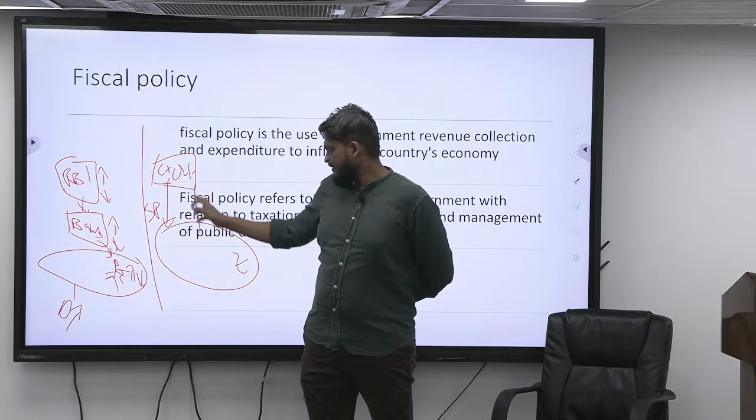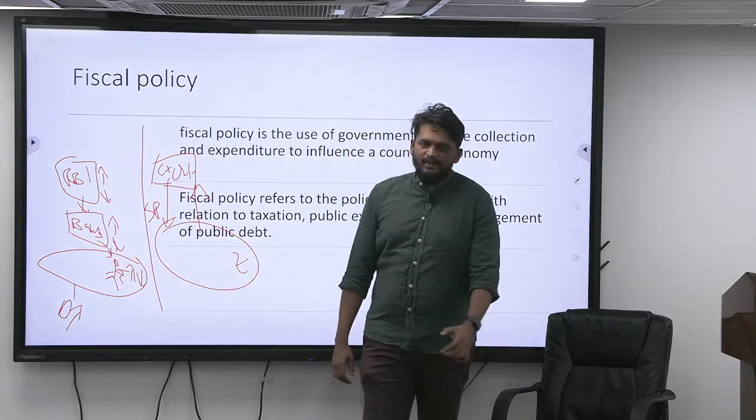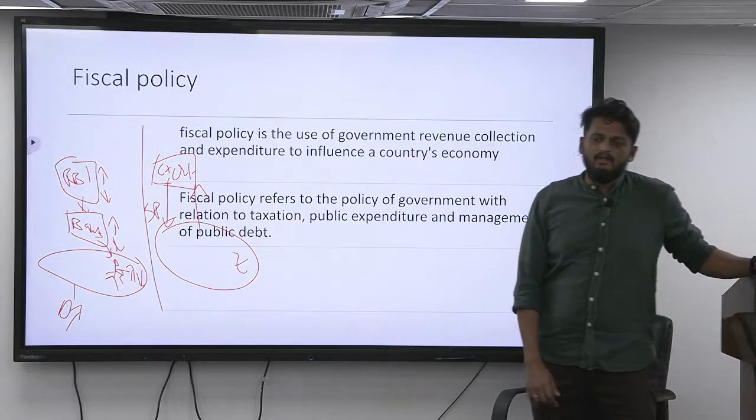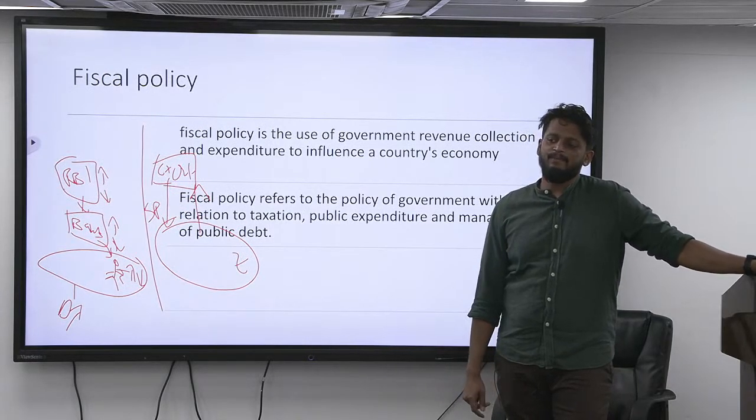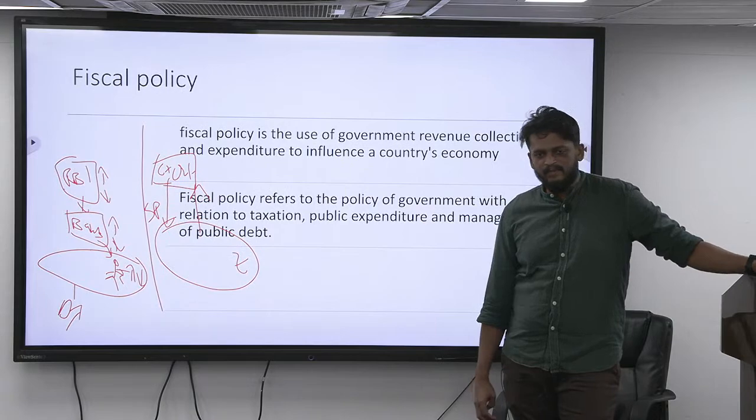And second, government tax collection. Government can collect tax from people. If government collects more tax from people, then less money is available with people. If government collects less tax from people, then more money is available with people.